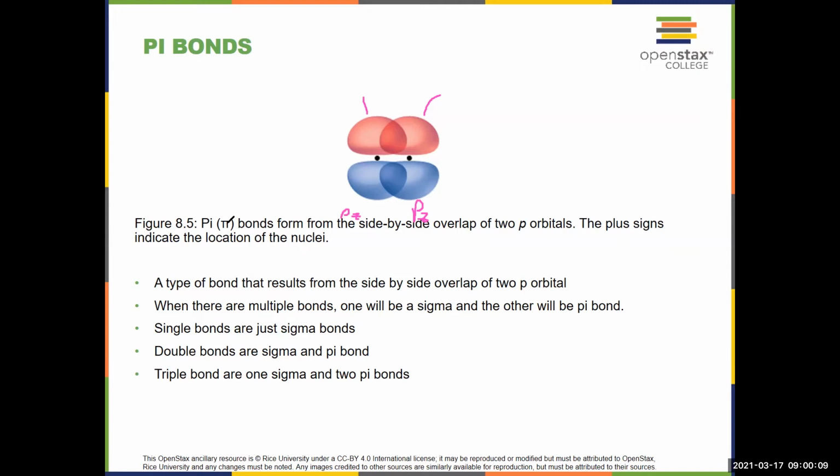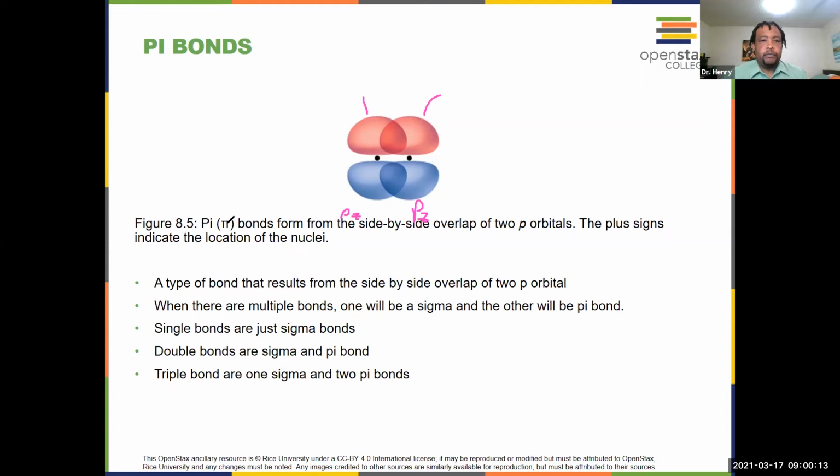Kind of, yeah. Sigmas are single. Okay, so remember sigma, where you have a single overlap, those are always going to be single bonds. Where a double bond could be a sigma bond and a pi bond together. A triple bond could be a sigma bond and two pi bonds. Okay.